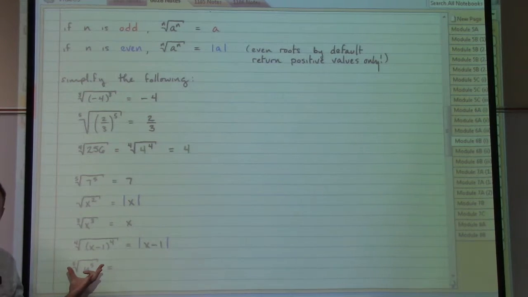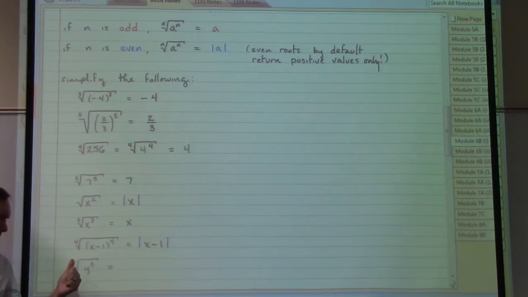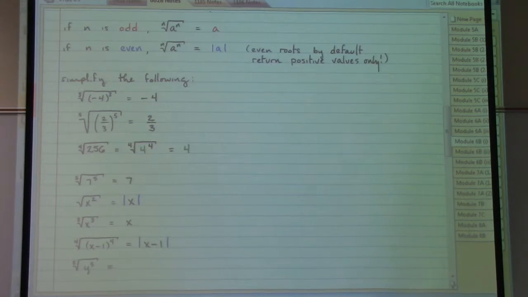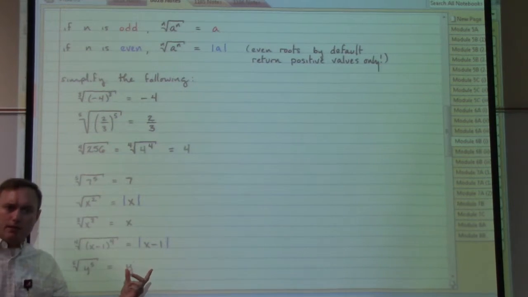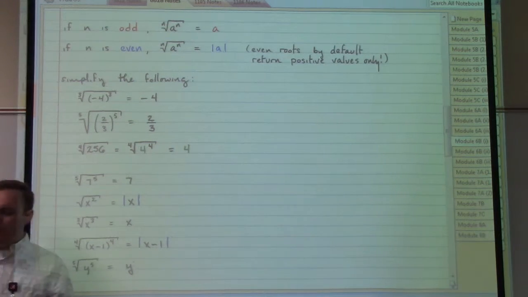In this last example here, we've got a 5th root yet again, so an odd root. The number out front matches the power underneath, so the unlocking takes place and gives us y. Odd roots do not have any sort of special issues going on, so the unlocking takes place, we're done, move on.